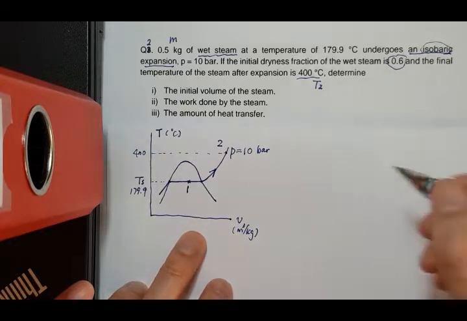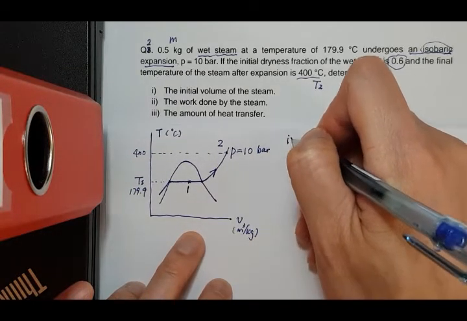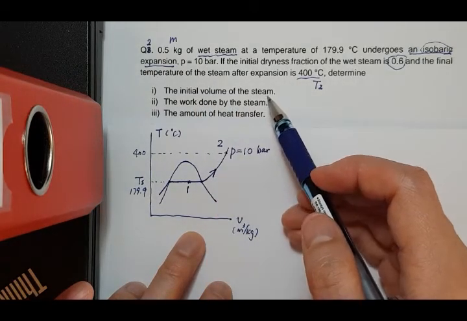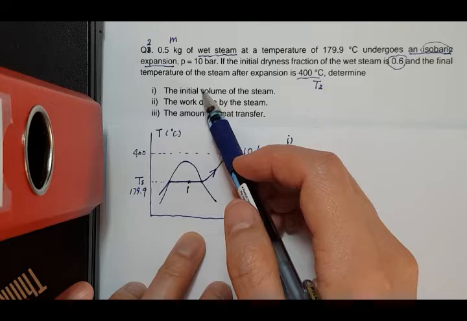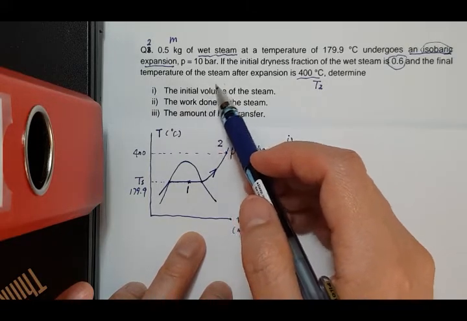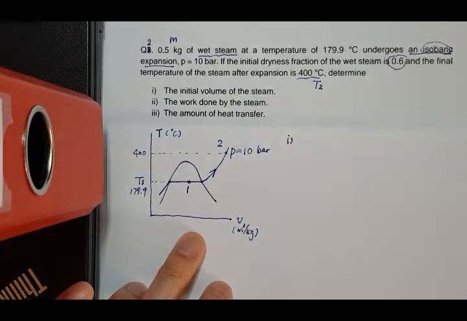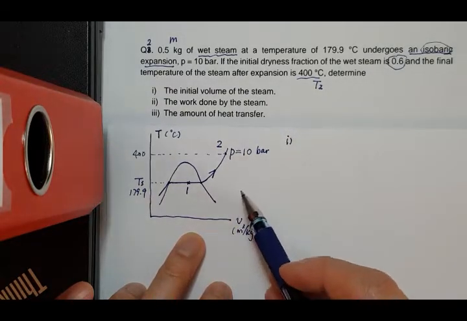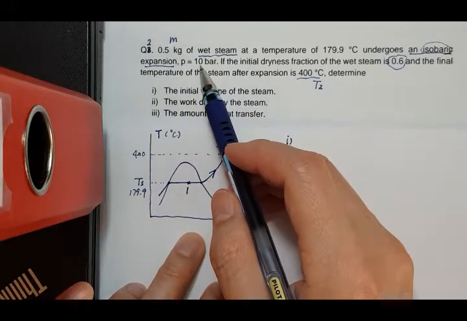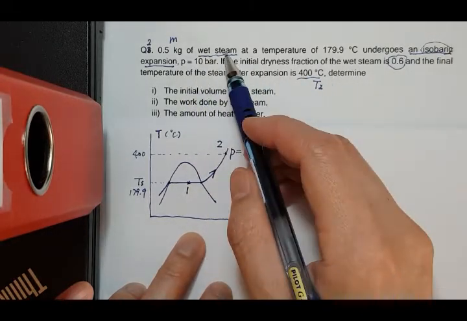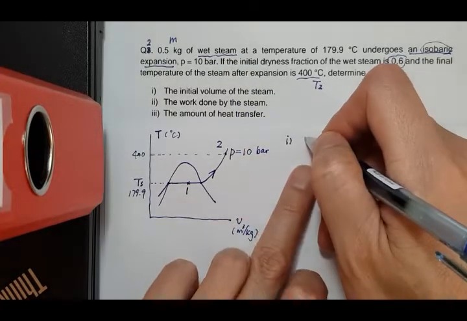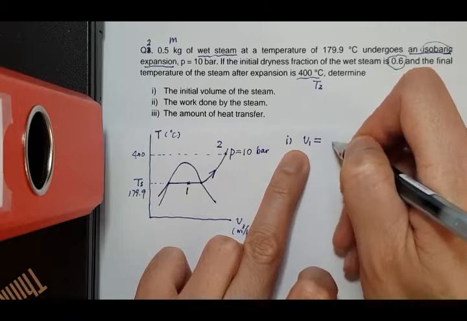Okay, now let's have a look at the first question, number 1. The initial volume of that steam. So we're talking about the volume, okay? So we need to find any information about the specific volume of that steam. Initially, we know the steam, and most importantly we know the pressure. And because it's a wet vapor, so the volume of the initial state, because it's a wet vapor, right?